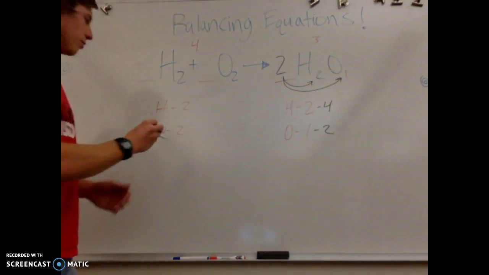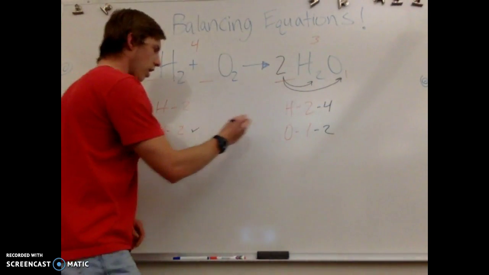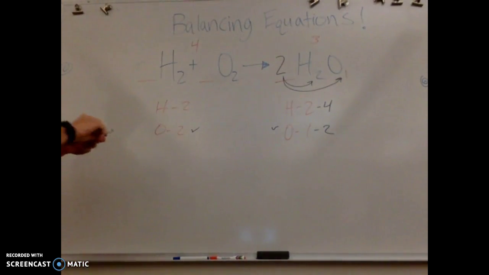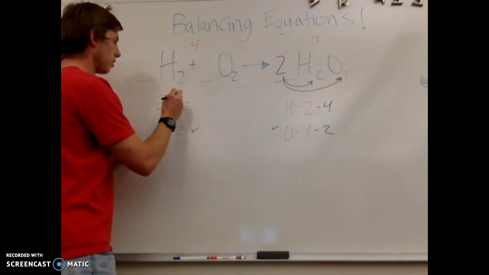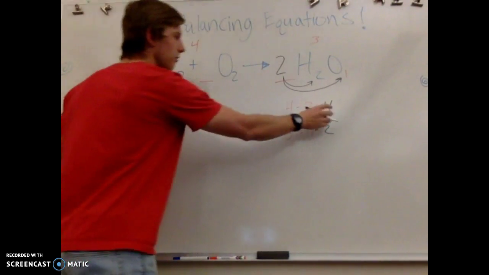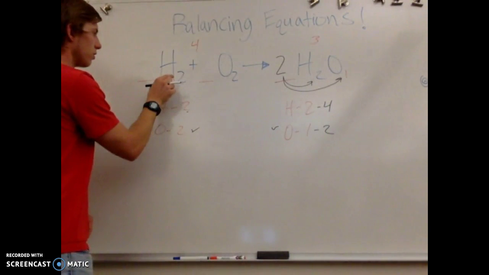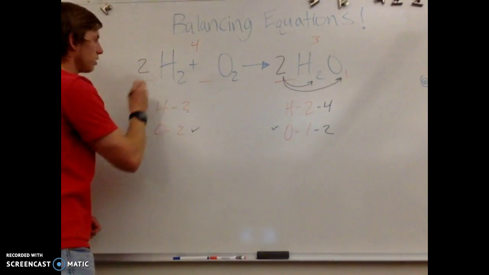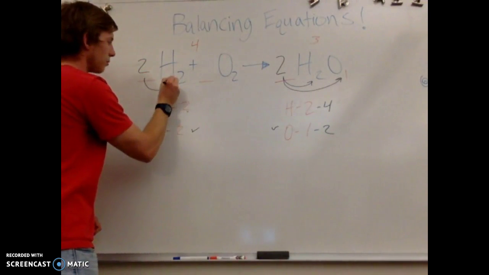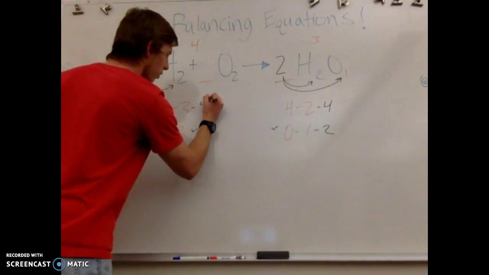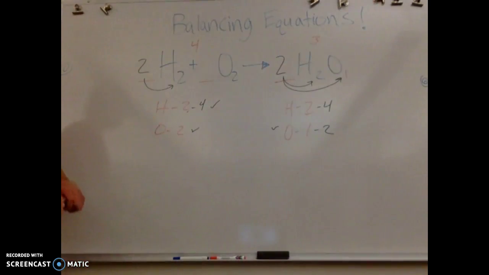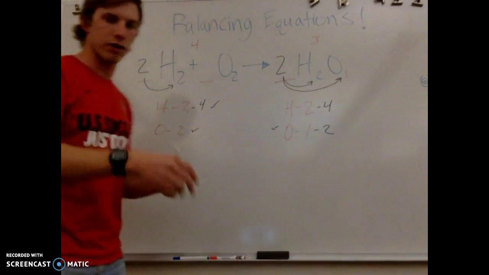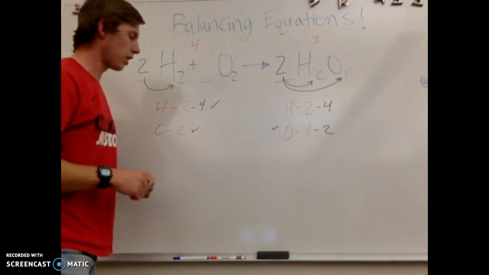So now we have a problem. We matched up the oxygens, but now that messed up our hydrogens. So what we're going to need to do is get this to 4. We'll take the hydrogens here and double it. So now we're doing 2 times 2, which equals 4, and that checks out. So that was a rather simple example.